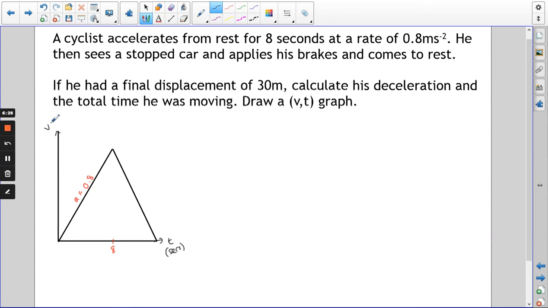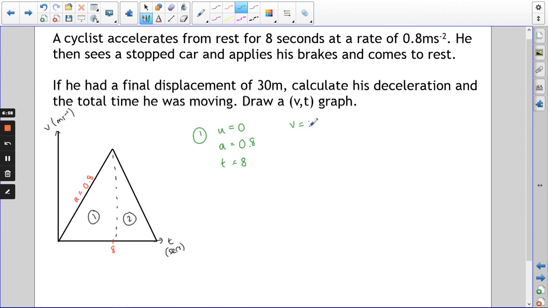So this is just a 2-part question this time. Accelerated and then decelerated. So we divide it up. We've got part 1, the acceleration phase, and part 2, the deceleration phase. Same again, just list what you know for each of the parts. Okay, so we know that U equals 0. We know that A equals 0.8, and we know that T equals 8.